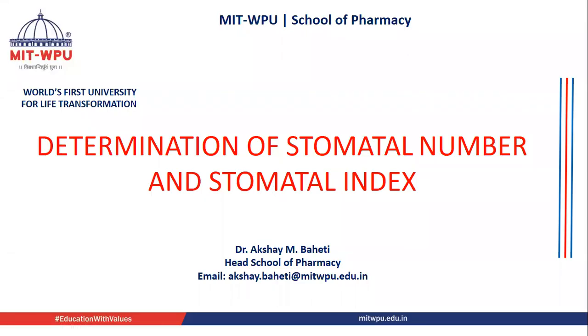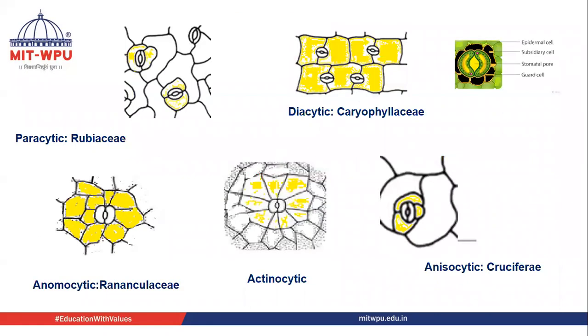The aim of the practical is to determine the stomatal number and stomatal index of the given leaf. Stomata are small openings on the epidermis of the leaf, the stem, or any other organ of the plant, which help in the exchange of gases, oxygen and carbon dioxide, and also in the loss of water. The water loss can be regulated by these stomata.